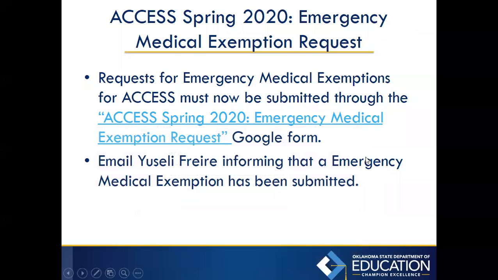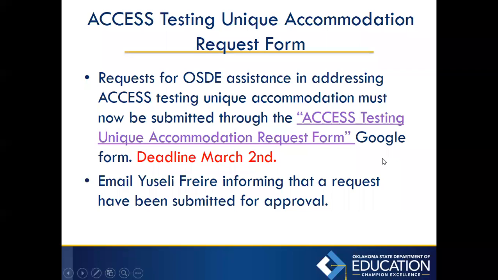Now for the ACCESS testing unique accommodation request form. Requests for assistance in addressing ACCESS testing unique accommodations must now be submitted through a Google form here too. I know last year we had a document, but we actually have a Google form this year. In the same way, please email me once you have submitted this.